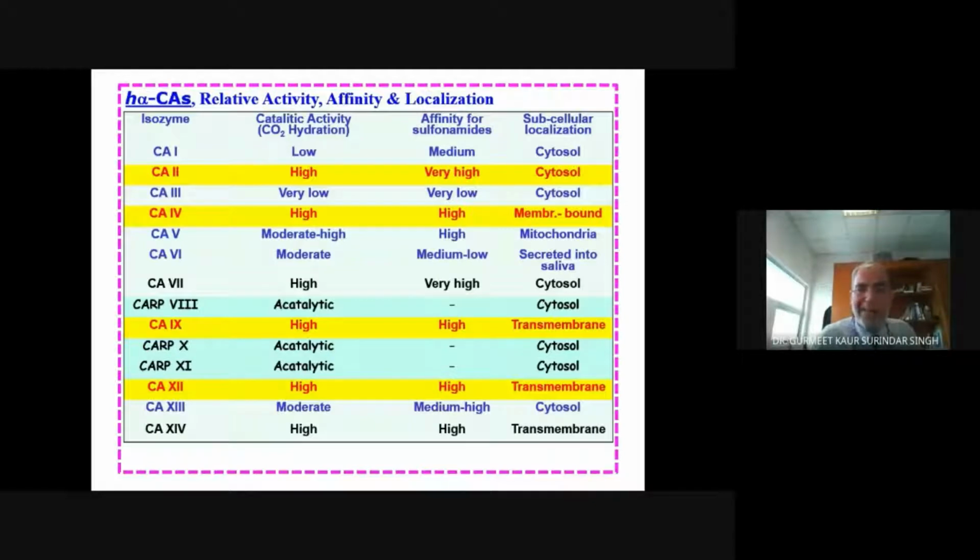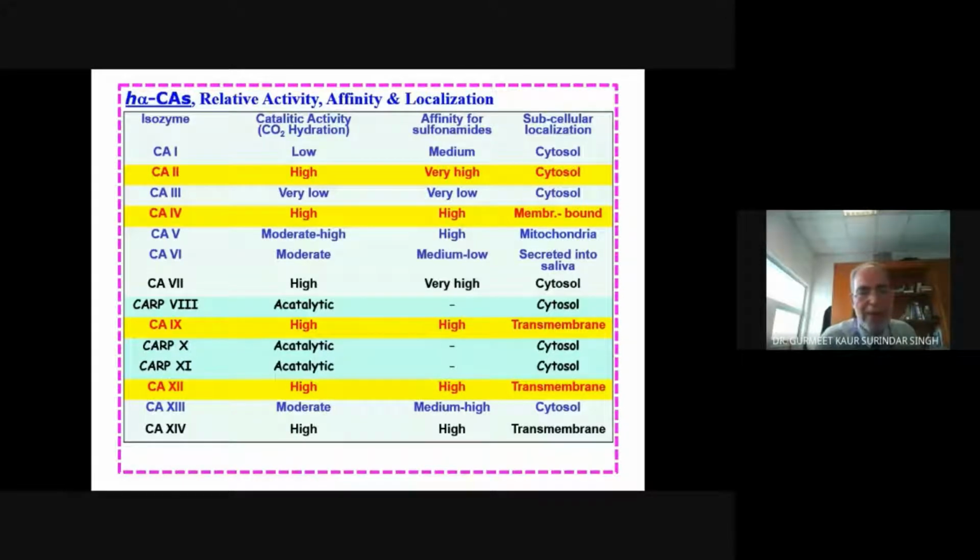But carbonic anhydrase 9 and 12 could be considered the tumor-associated isoforms, which means they are expressed to some extent in solid tumors, and they are not as expressed as in normal tissues, which means they are upregulated in solid tumors, but they are either downregulated or not regulated at all.